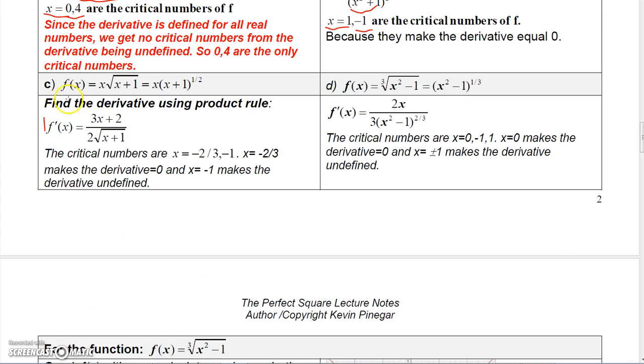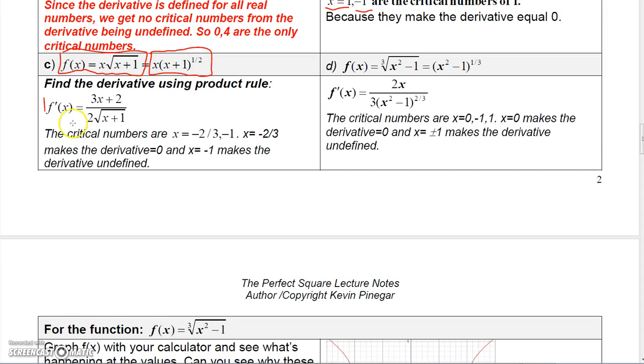Okay, this one up here, x times the square root of x plus 1, you probably want to write that square root as (x plus 1) to the 1/2. And then to get the derivative of this, you need to apply the product rule and then simplify it. So remember the product rule, you take this times the derivative of this and then plus this function times the derivative of x. But that's the product rule. So do the product rule and then get the derivative, and this is what you should get.